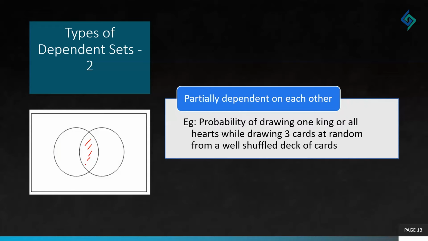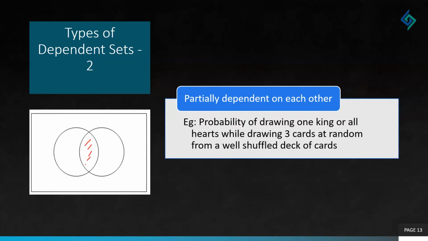So an example of two such events which are partially dependent on each other is the probability of drawing one king or all heart cards while drawing three cards at random from a well-shuffled deck of cards. Okay. If you want, you can sit and calculate this. It's a very interesting problem. It will provide a lot of clarity on how to solve basic probability questions in aptitude-based examinations. But these are an example of partially dependent events.